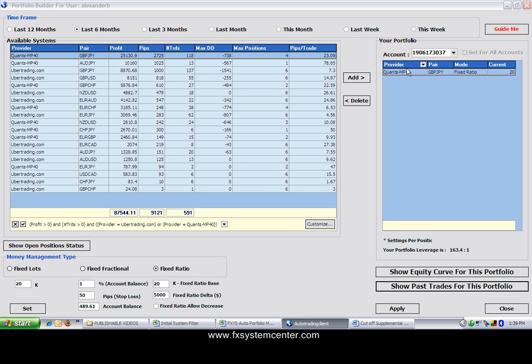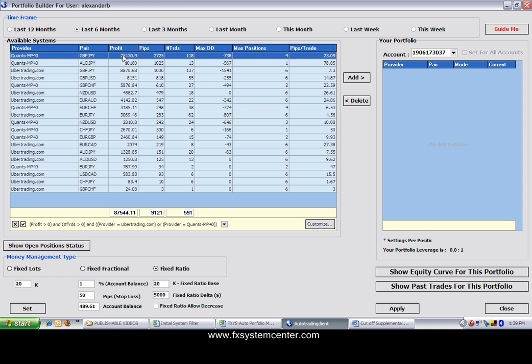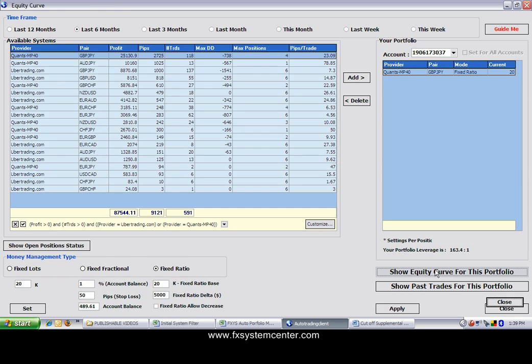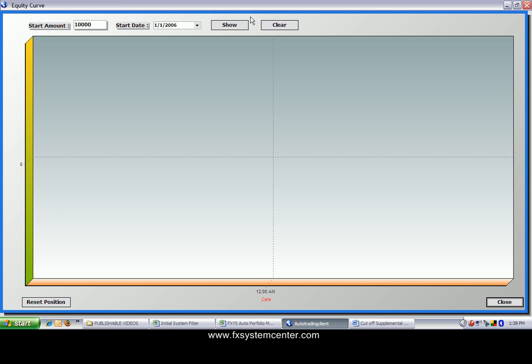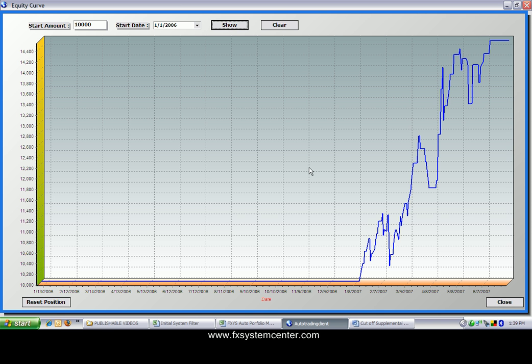So now let's look at the MP40, just one system, so we can see the equity curve. It's done very simply. Let's say you have no systems here. You select the Quants MP40 and the pound yen. You add it to your portfolio, select it, and go to show equity curve for this portfolio, which only consists of one system at this point. Show the curve.